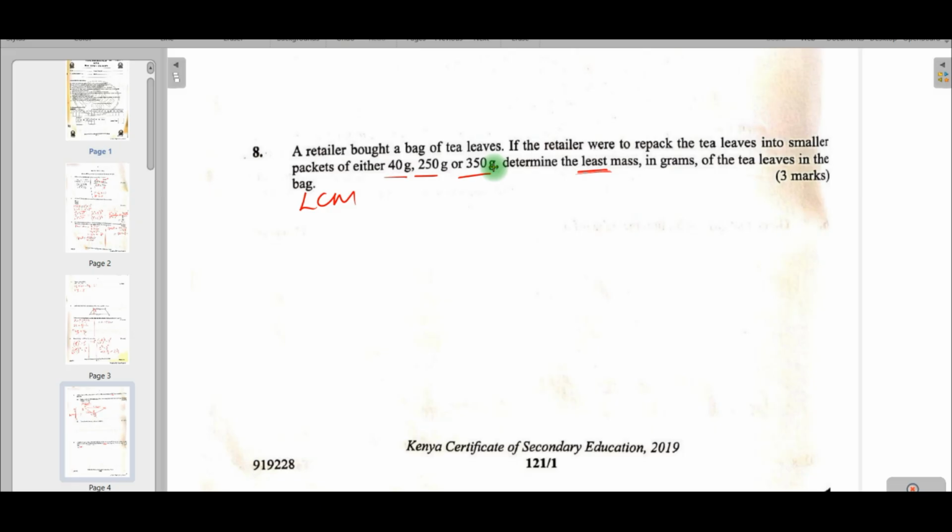So I'll use the prime factor method to find the LCM. The prime factors of 40 will be 2 power 3 times 5. The prime factors of 250 is 2 times 5 power 3. The prime factors of 350 is 2 times 5 squared times 7.